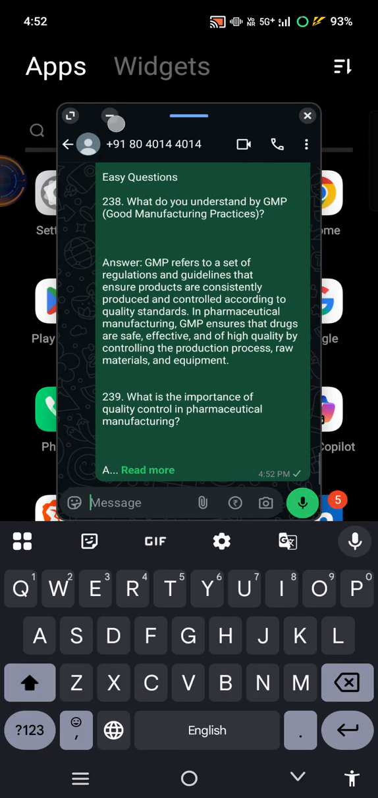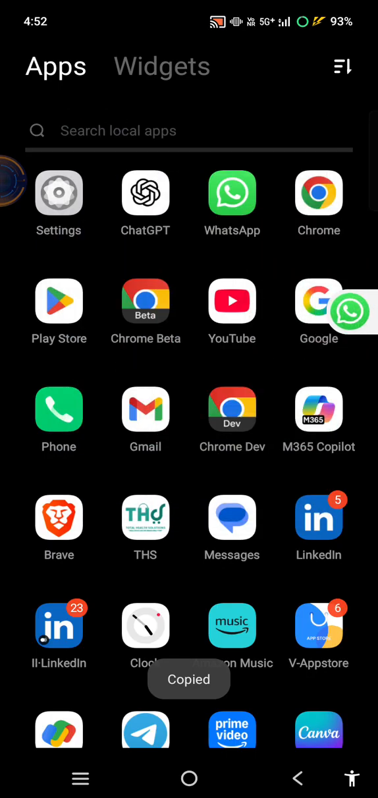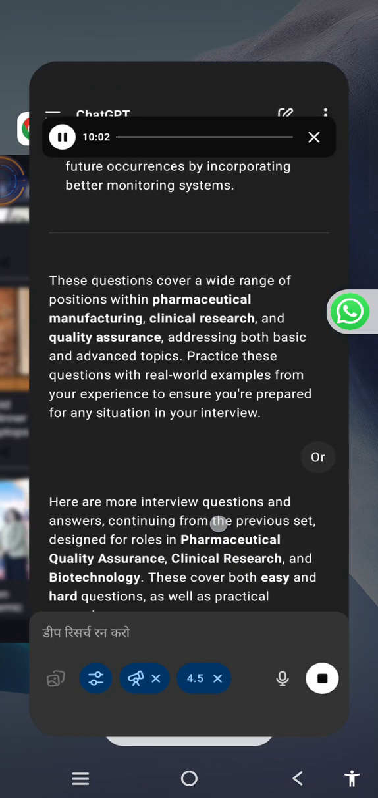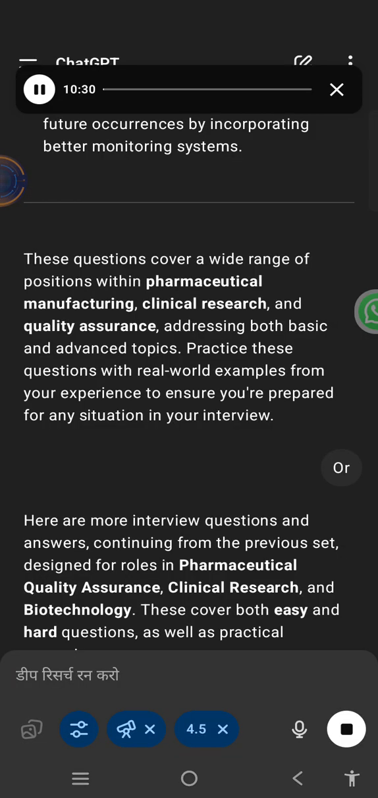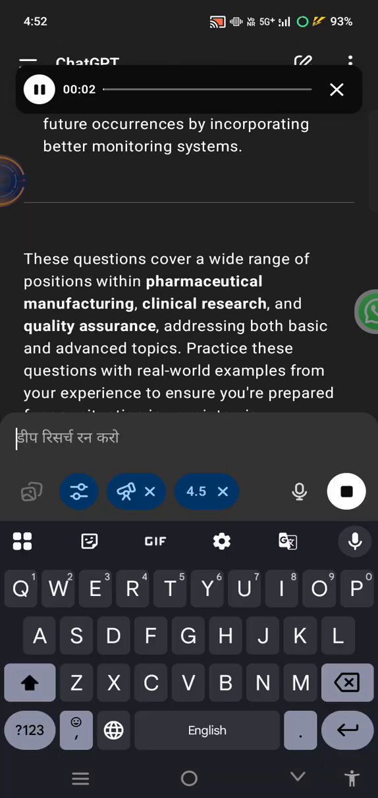Conclusion. These questions span entry-level to advanced roles and cover a variety of areas, including. Certainly. Here are more advanced and role-specific interview questions and answers for different positions.